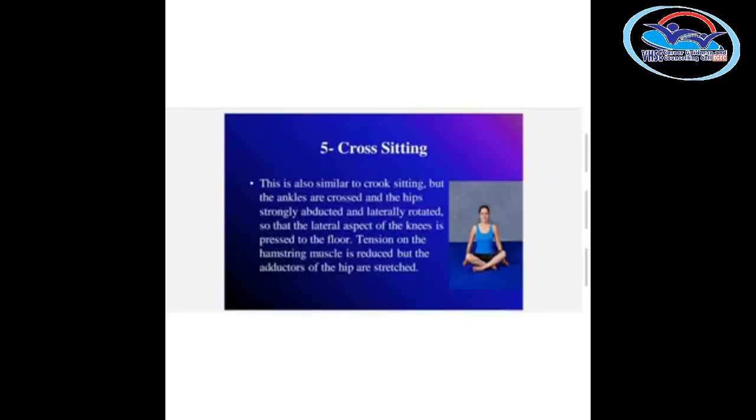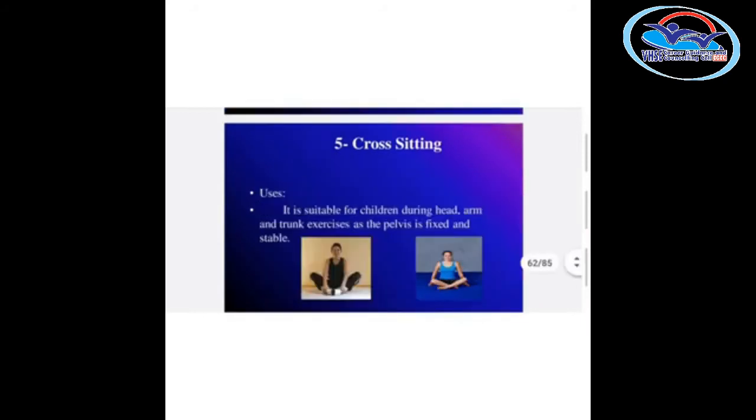Okay, the next one is cross sitting. Cross sitting is similar to the crook sitting, but the angles are crossed and the hips are strongly abducted and laterally rotated. It is used for children during the head, arm and trunk exercises, as the pelvis is fixed and stable.